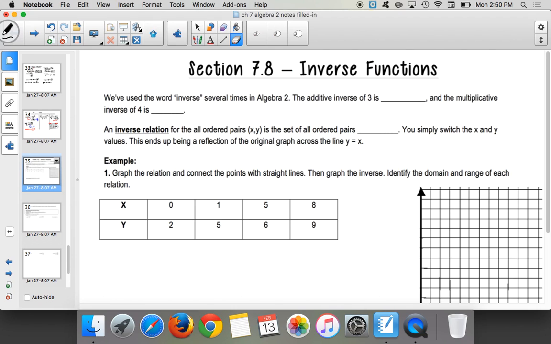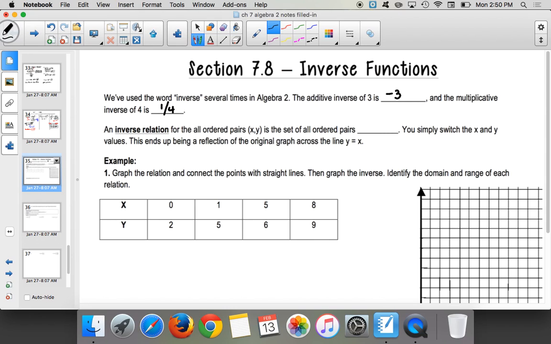We've also talked about additive inverse and multiplicative inverse, way back when. The additive inverse of 3 was -3, and the multiplicative inverse of 4 was 1/4. The additive inverse is what you add to get 0 out, and the multiplicative inverse is what you multiply to get 1, right? Do you guys kind of remember this way back in your head?